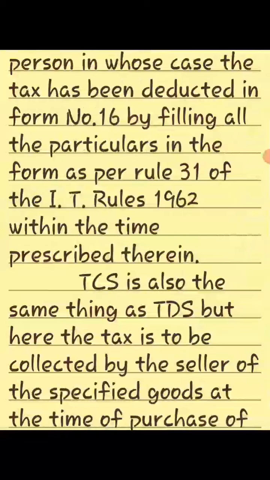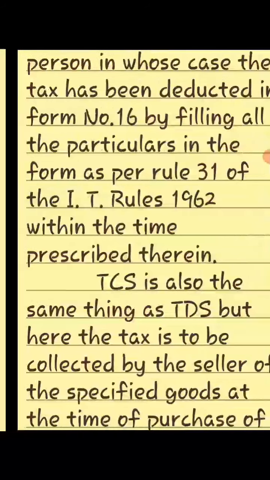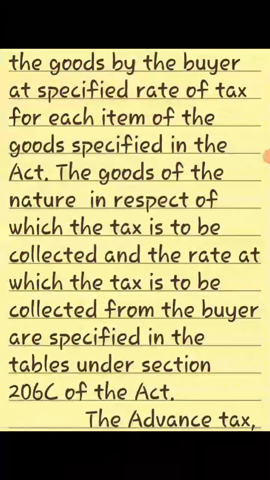TCS is also the same thing as TDS, but here the tax is to be collected by the seller of the specified goods at the time of purchase of the goods by the buyer, at a specified rate of tax for each item of the goods specified in the Act. The goods in respect of which the tax is to be collected and the rate at which the tax is to be collected from the buyer are specified in the table under Section 206C of the Act.